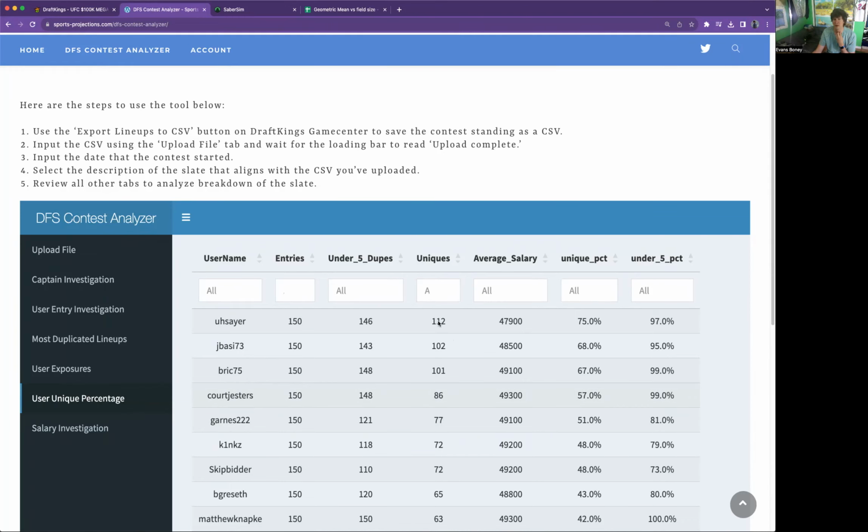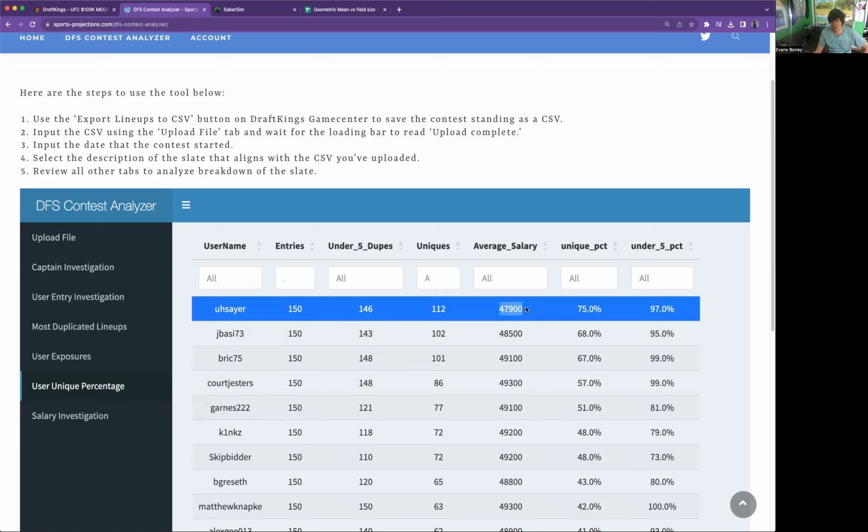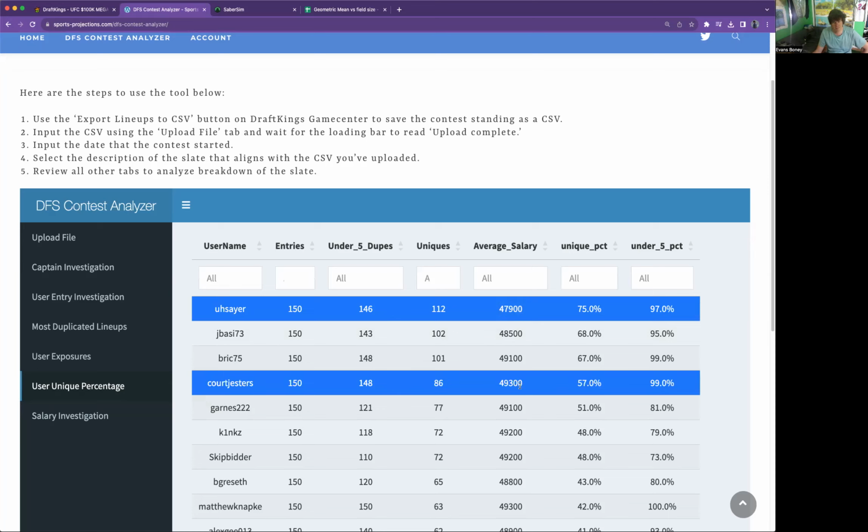This is sorted by most unique lineups. A lot of these guys are 150 maxing, and they have got more than 100 unique lineups in MMA, which is pretty impressive. Those are shots at, in this case, I think it was 100,000, but that gives you an idea. They're leaving a lot of salary on the table, some of these guys, but they don't have to.